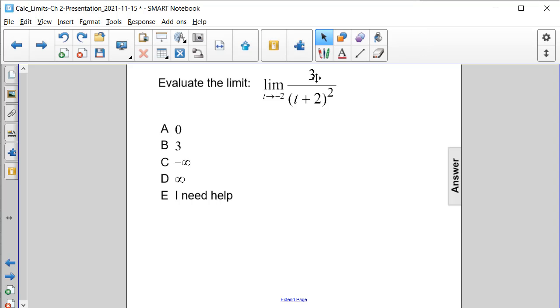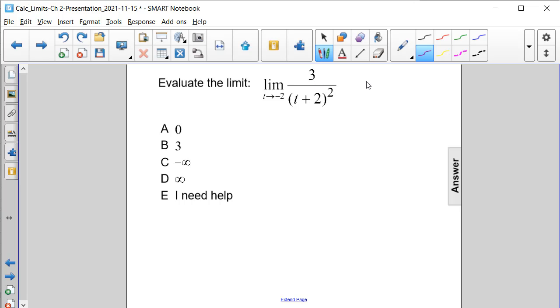Evaluate the limit of 3 divided by the quantity t plus 2 squared as t approaches negative 2. Well, if we substitute negative 2 directly in here, we're going to get 0 squared, which is 0, so it's undefined. So we have to approach negative 2 from both the left and the right to see if they approach a specific type of infinity or a specific number.